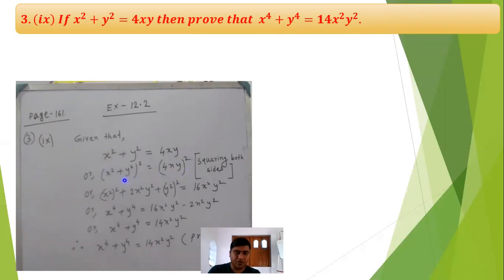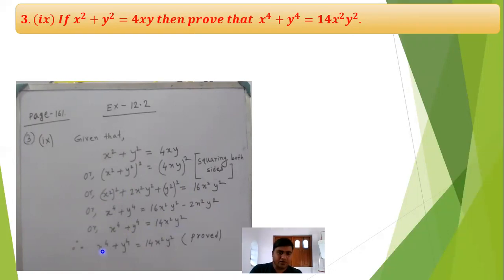Now (x square plus y square) whole square is (x square) whole square plus 2x square y square plus (y square) whole square equals 16x square y square. Now (x square) whole square is x to the power 4, plus (y square) whole square is y to the power 4, plus 2x square y square on the left hand side, and this term goes to right hand side as minus 2x square y square. Therefore x to the power 4 plus y to the power 4 equals 14x square y square.